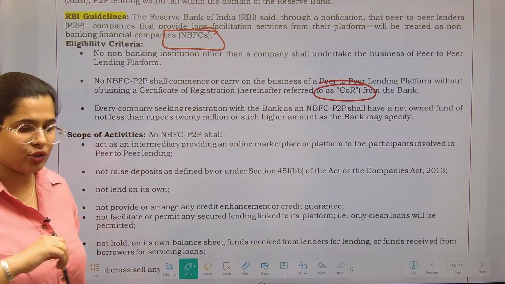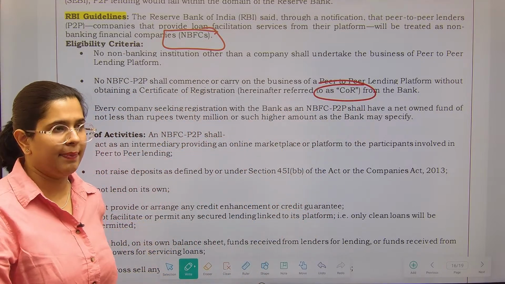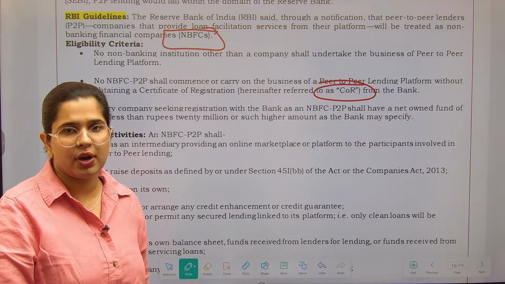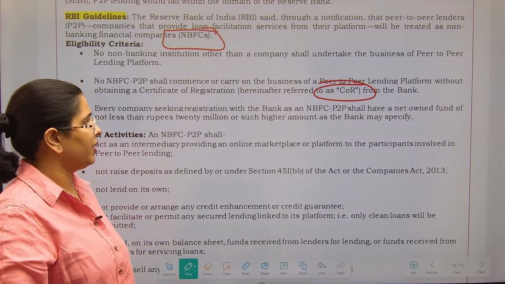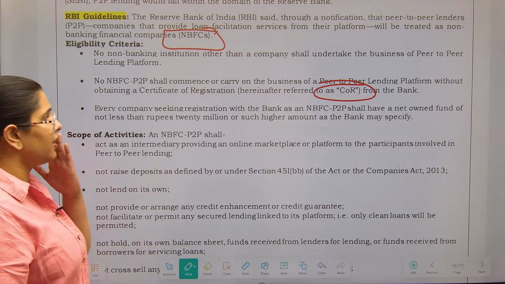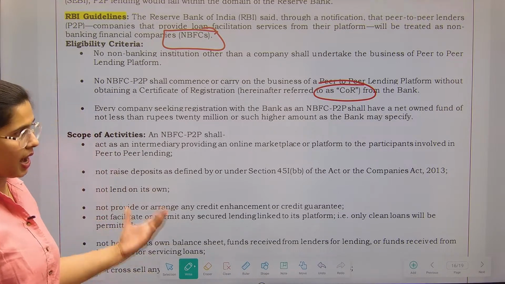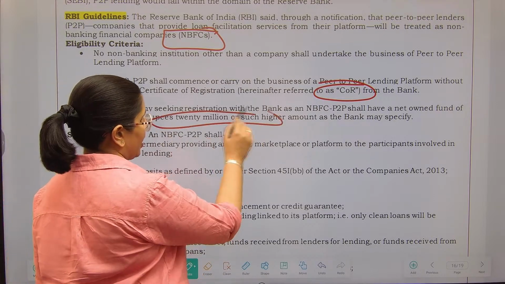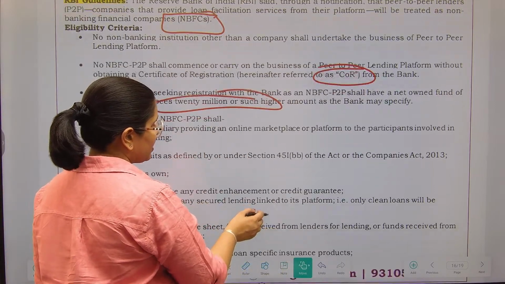the RBI. So in order to act as a peer-to-peer lending platform, having been designated as an NBFC, it is a requirement that you have to get the certificate of registration from the RBI. Every company seeking registration with the bank, that is the RBI, shall have net owned funds of not less than rupees 20 million or such higher amount as the bank may specify, right?